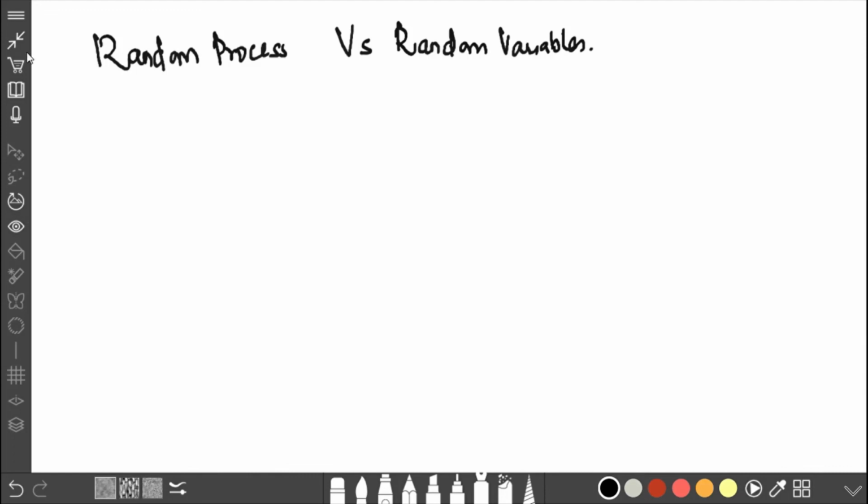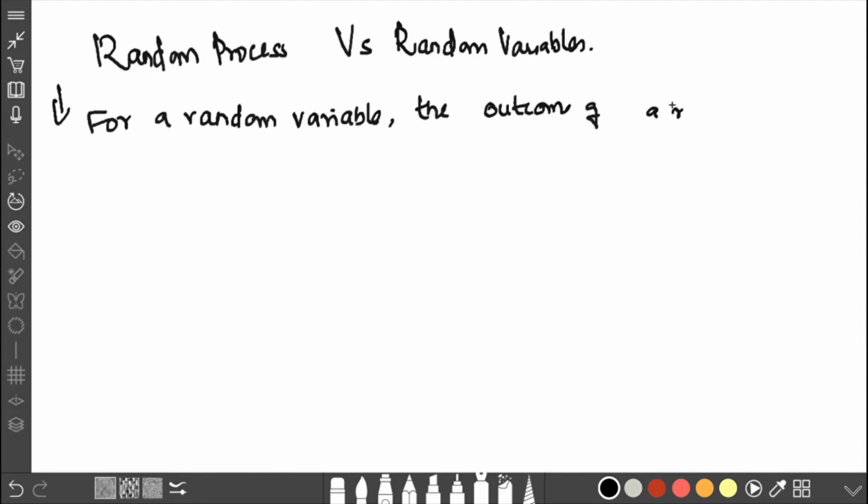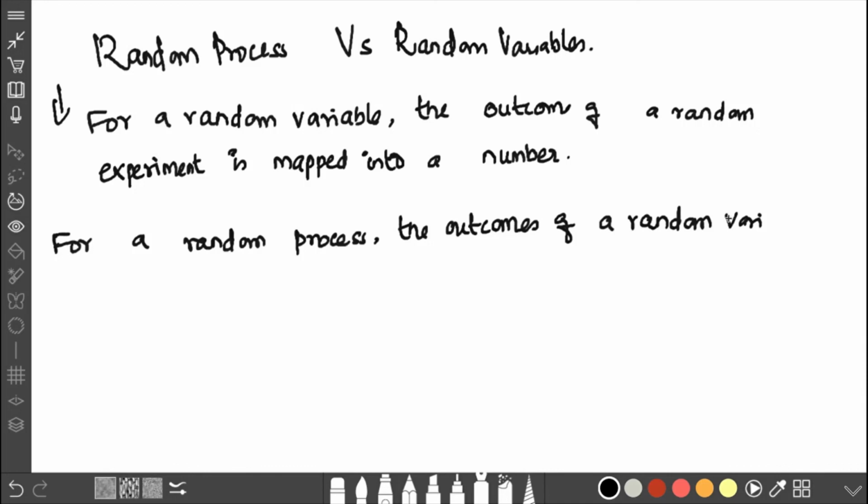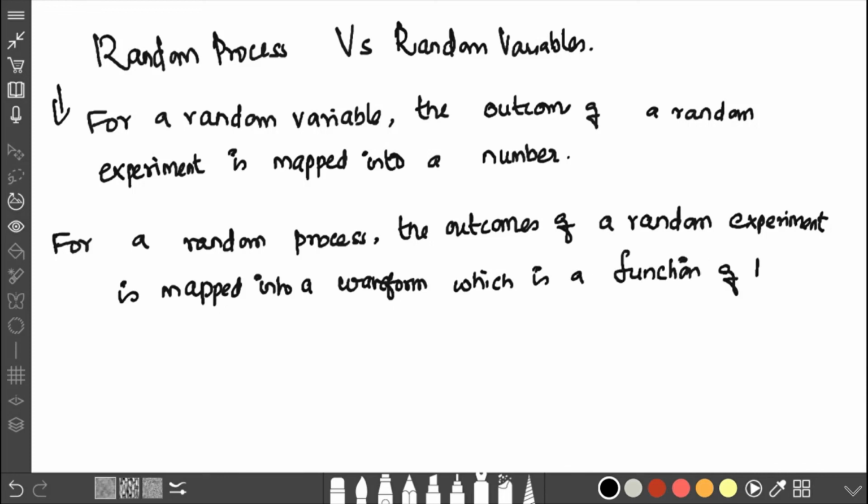Now we will see the difference between random processes and random variables. For a random variable, the outcome of the random experiment is mapped into a number, whereas for random processes, the outcome of the random experiment is mapped into a waveform, which is a function of time. Again, for a random variable, the outcome of a random experiment is mapped into a number, whereas for a random process, the outcome is mapped into waveforms themselves, which are functions of time.